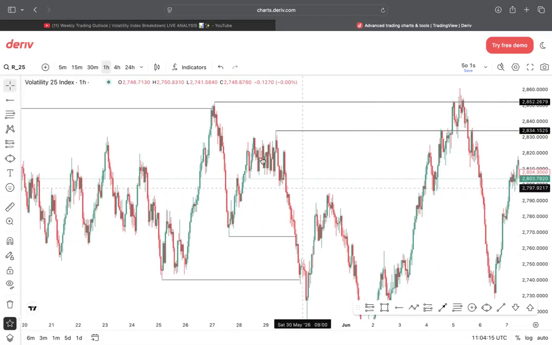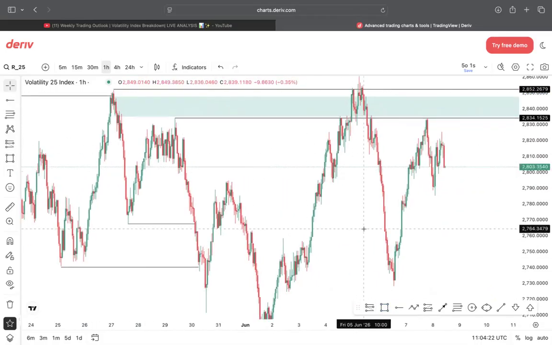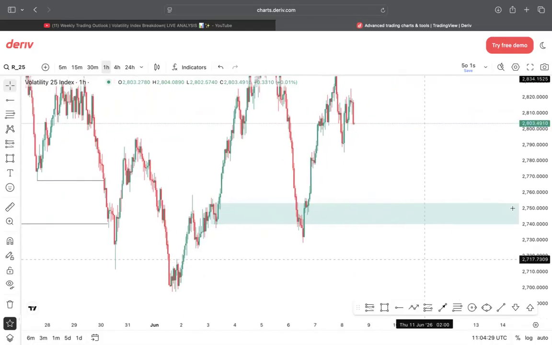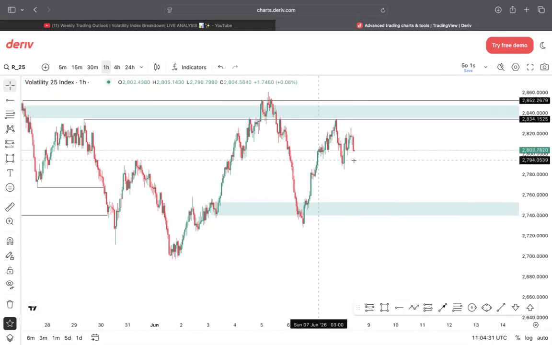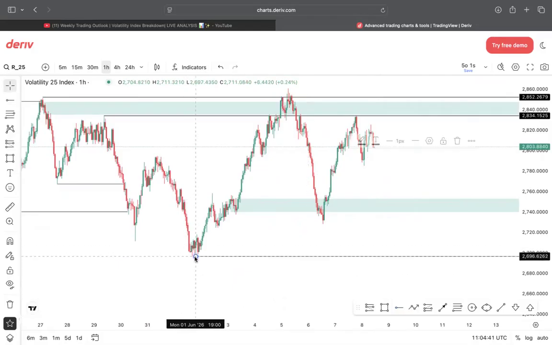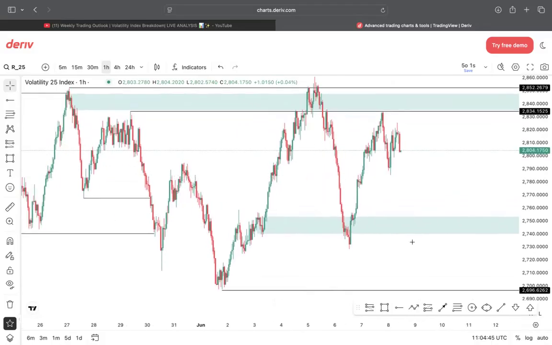So we have this as our full entry here. You can see that price tapped on it, and then we had our exit somewhere here. Of course, I didn't enter this trade actually, but assuming I entered, I can still hold to this point because the trade is not entirely invalid yet.